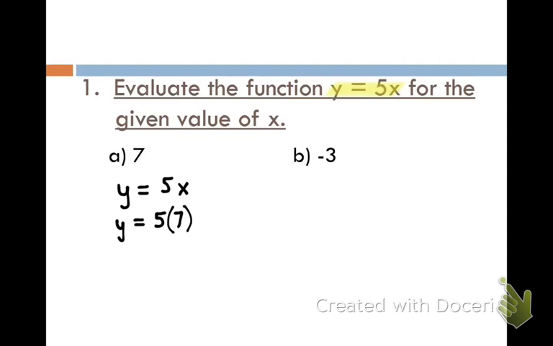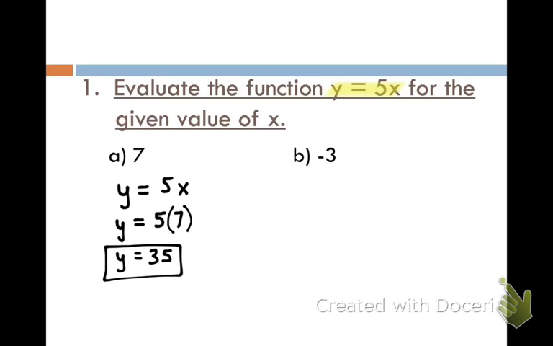So I have my x, which is my input. I'm putting in the 7. Now we got to see what our output is, or what's going to come out. Guys, what's 5 times 7? 35. So that is my output, or that is my range. y equals 35.